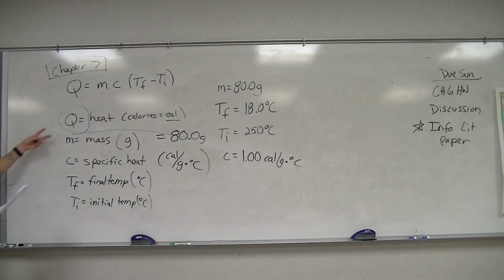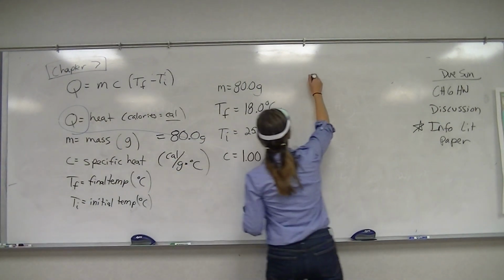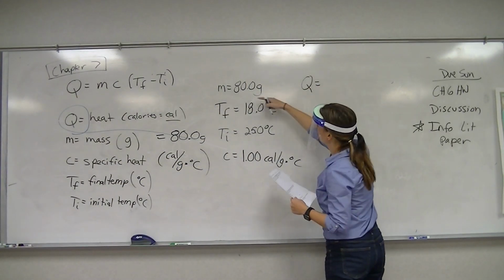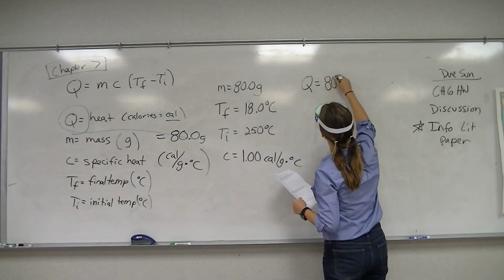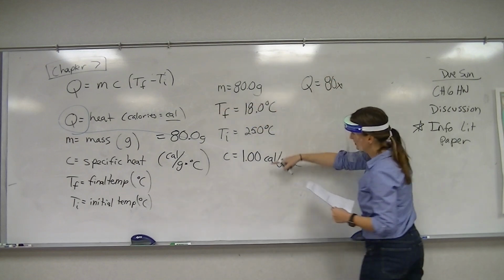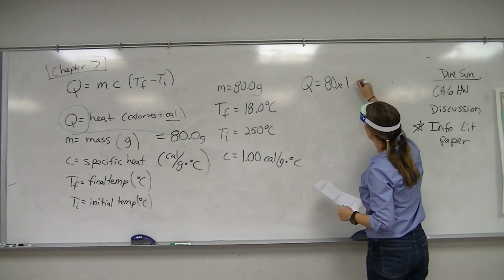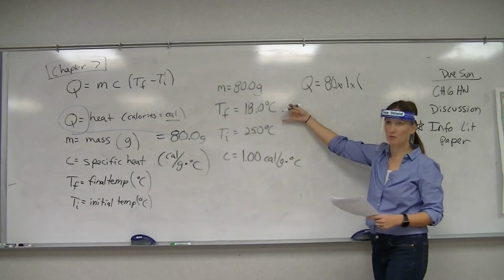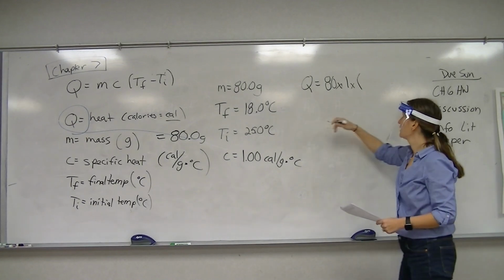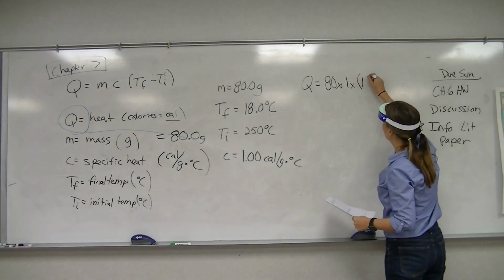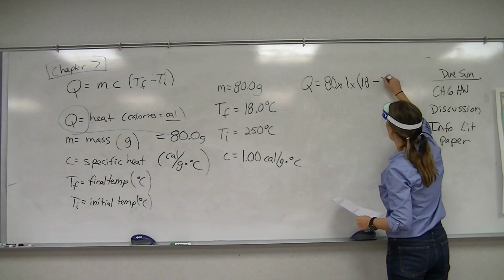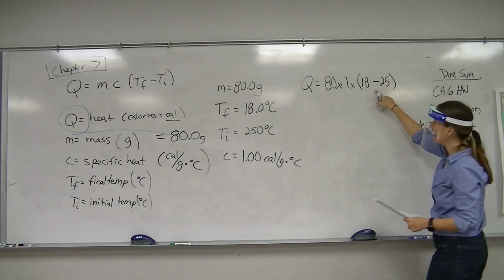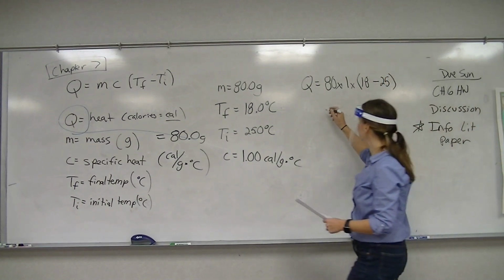So we have all the variables, and now we just plug them in. Q equals mass, which is 80, we said. Multiply that by C, just 1. And then make sure you're putting the temperature in parentheses because you want to do the subtraction first. So 18 comes first, and we're subtracting 25 from it. Notice we're going to get a negative Q value.